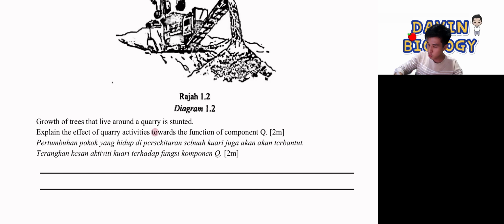Explain the effect of quarry activity towards the function of component Q.